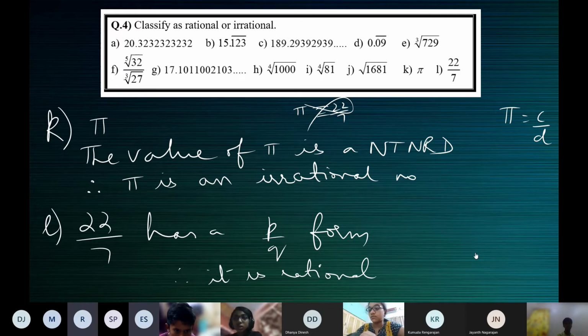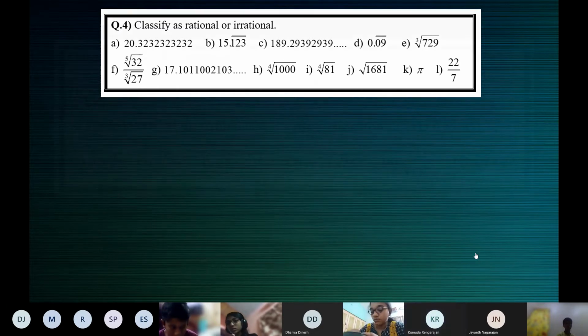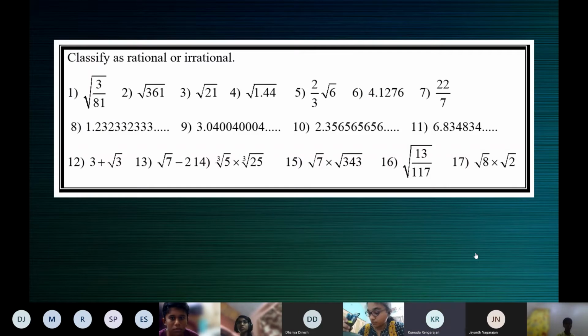Writing, ma'am. Children, classwork must always be written down during the session. For homework, I ask you to take a screenshot of the questions, or if you can write it quickly, you can write it quickly in your notebook. Okay, next slide. This is homework, children. Classify as rational or irrational. Take a screenshot.